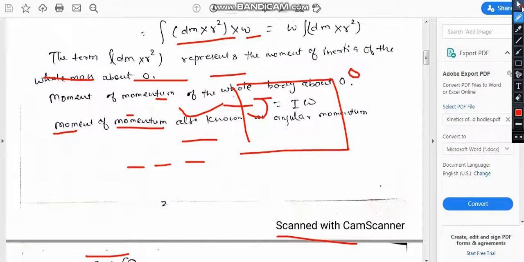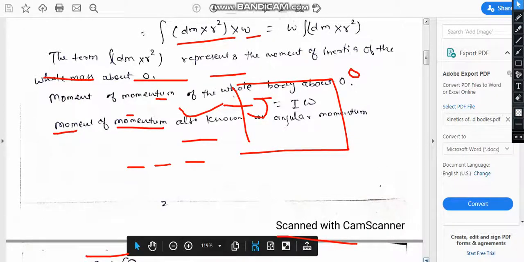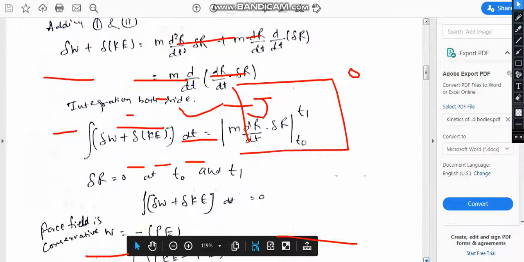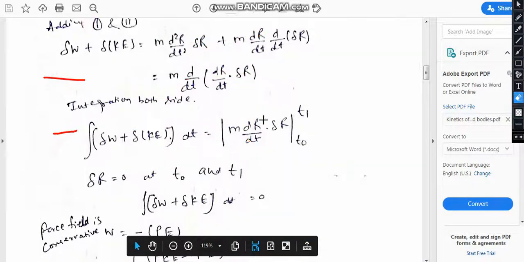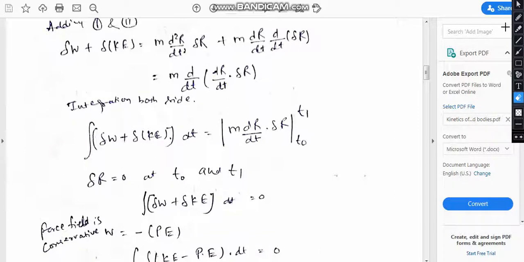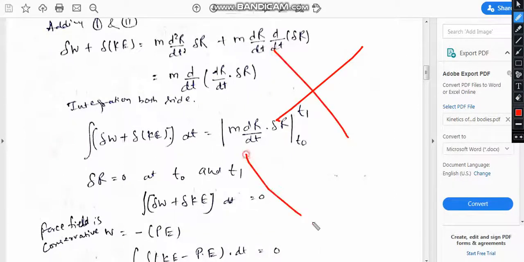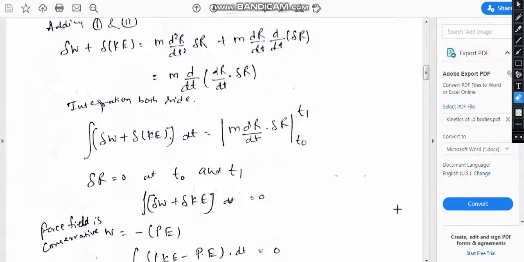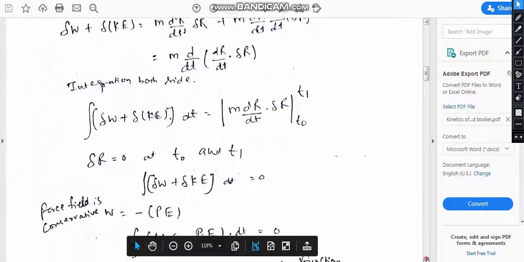Now the next topic, the Lagrangian function, is not in your syllabus, so forget about this point.